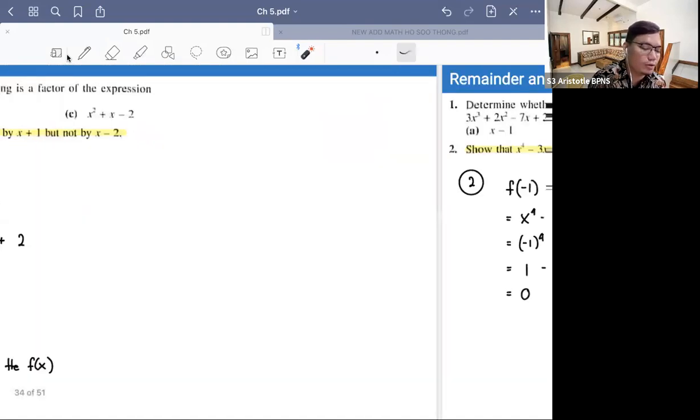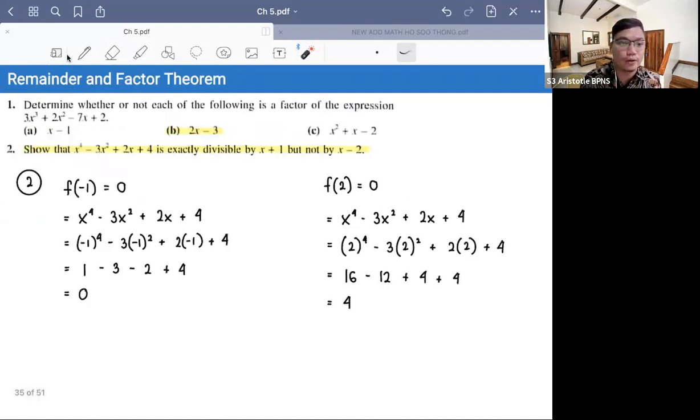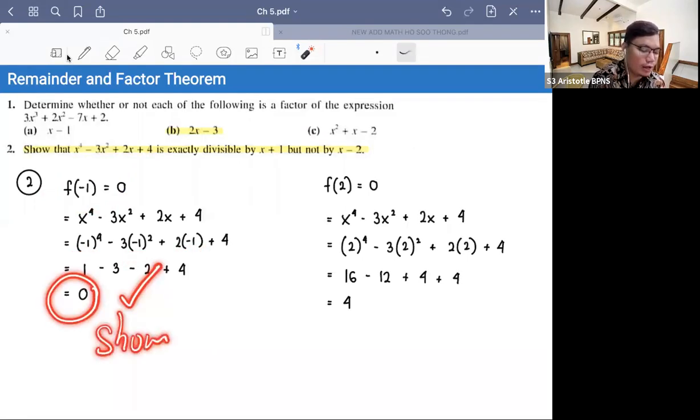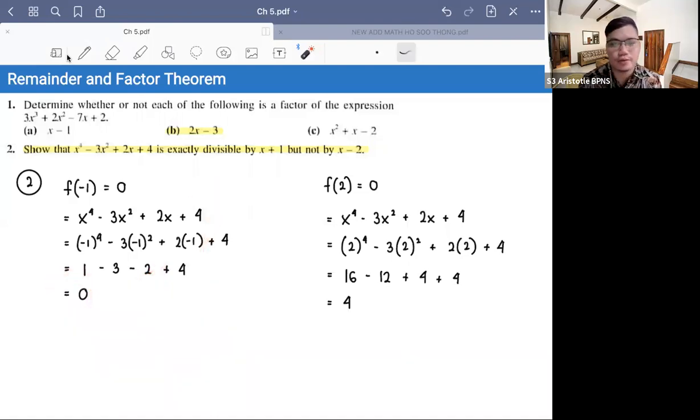All right, so here's my answer for number 2. So basically, here's my x plus 1, so f of negative 1. And when you evaluate using f of negative 1 in this expression, and evaluate everything, you'll get 0. So you have shown your answer, right? So this is the actual answer, the whole process, right?